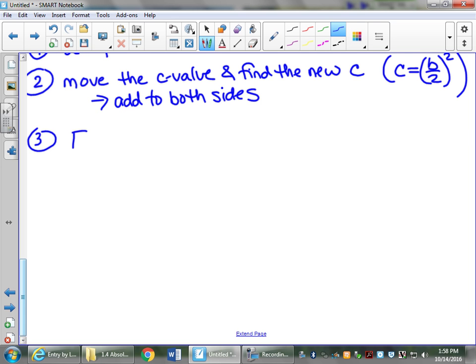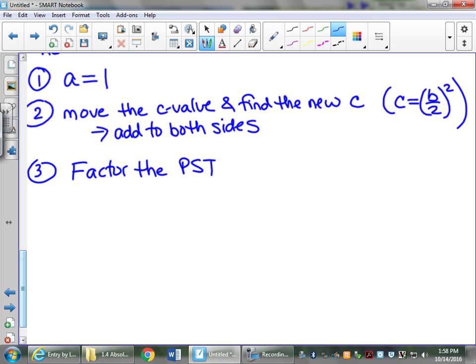Third step is to factor the PST. Because once you do step 2 and you find the C value, the trinomial should be a perfect square trinomial at the end of step 2. By finding that C value, you now have a PST. So in step 3, we can factor it and rewrite it as the square of a binomial.